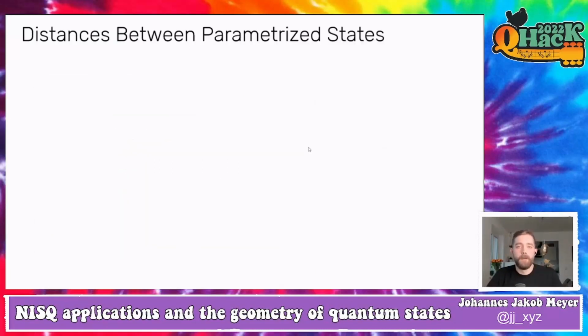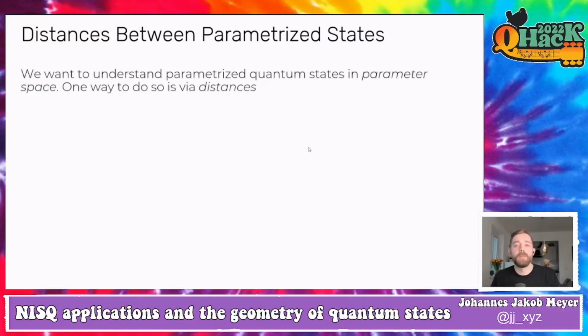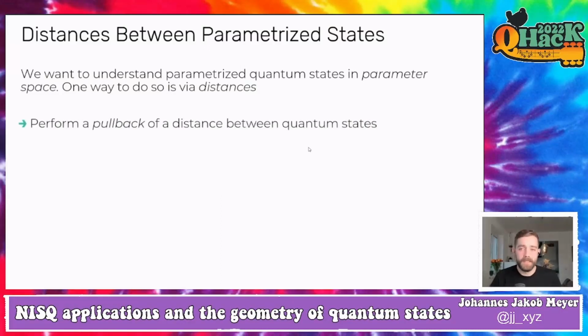So first, we said we are looking at the geometry of quantum states, which means we need to measure distances, because otherwise we don't really know where the quantum states are in relation to each other. And because we talk about parameterized quantum states, we also want to understand those distances in parameter space, because these are the things we can really adjust. These are the things we can vary. And if you change a parameter, maybe your underlying state doesn't change at all, for example because it's invariant under this particular gate at this point in parameter space. So what we do instead is we perform a so-called pullback of a distance between quantum states.